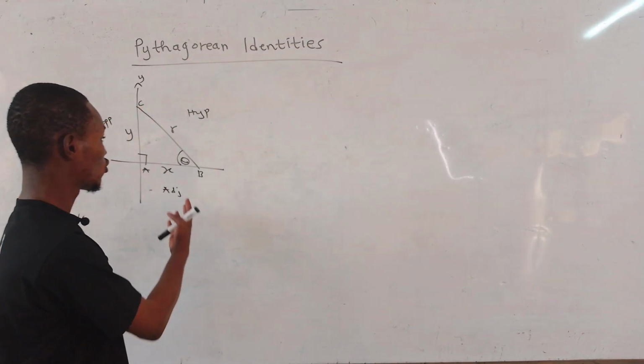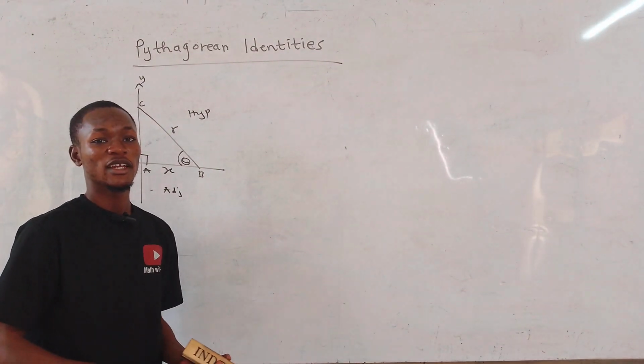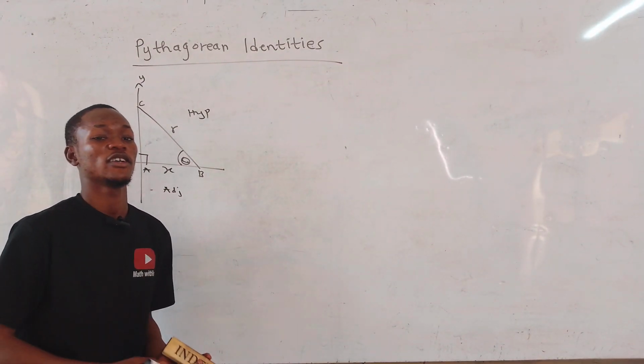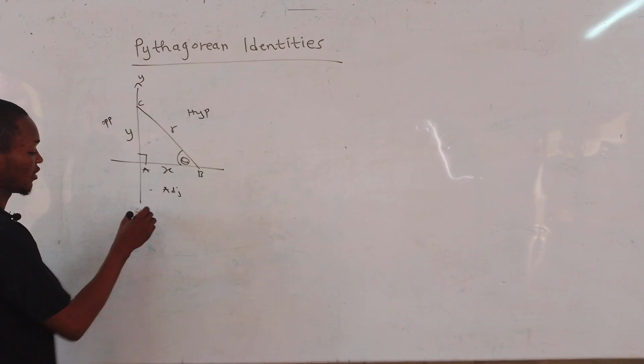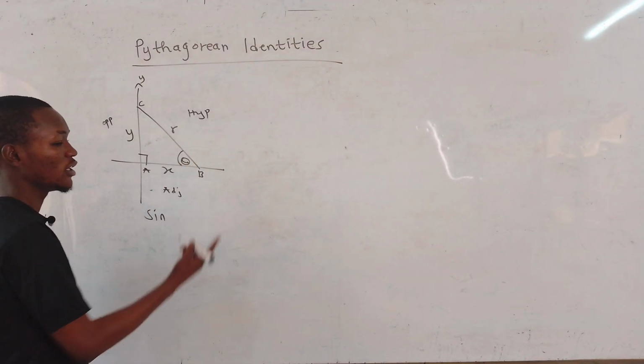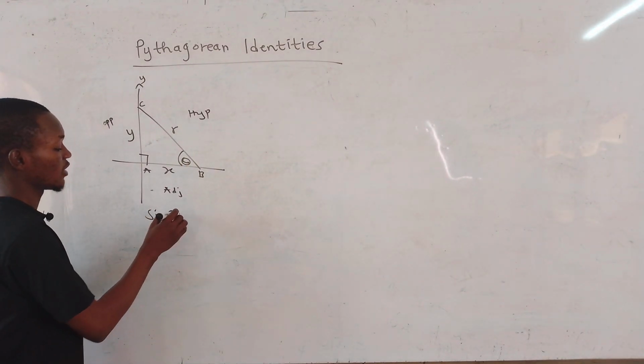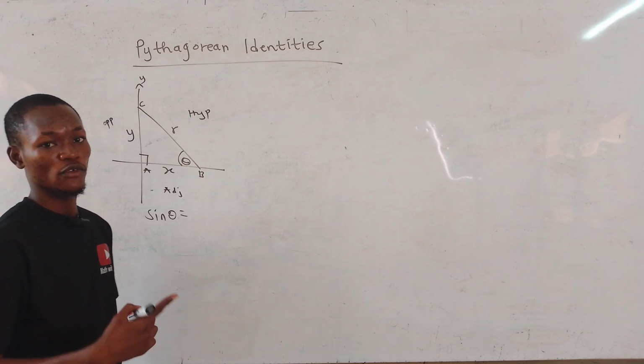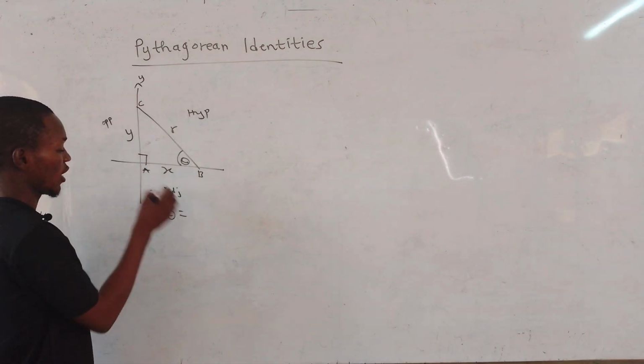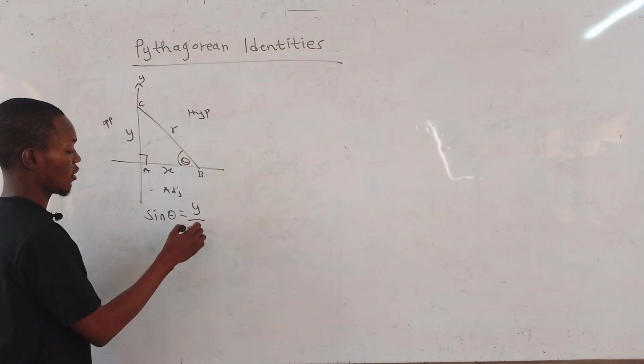Now, from this right angle triangle, we should find the three trigonometric functions. That is, we are going to find the sine of the angle given here, which is theta. So we have sine theta, and we know sine theta is opposite over hypotenuse. So in this case, our opposite is y, hypotenuse being r.